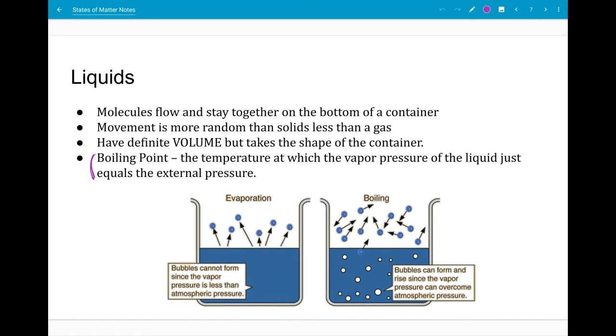I do want you to have the proper definition of a boiling point. The boiling point is the temperature at which the vapor pressure of the liquid just equals the external pressure. Vapor pressure is really the pressure right above the liquid. When that equals the pressure in the atmosphere, or external pressure in the room, that's when you get boiling. Usually we think of the bubbles in a liquid.